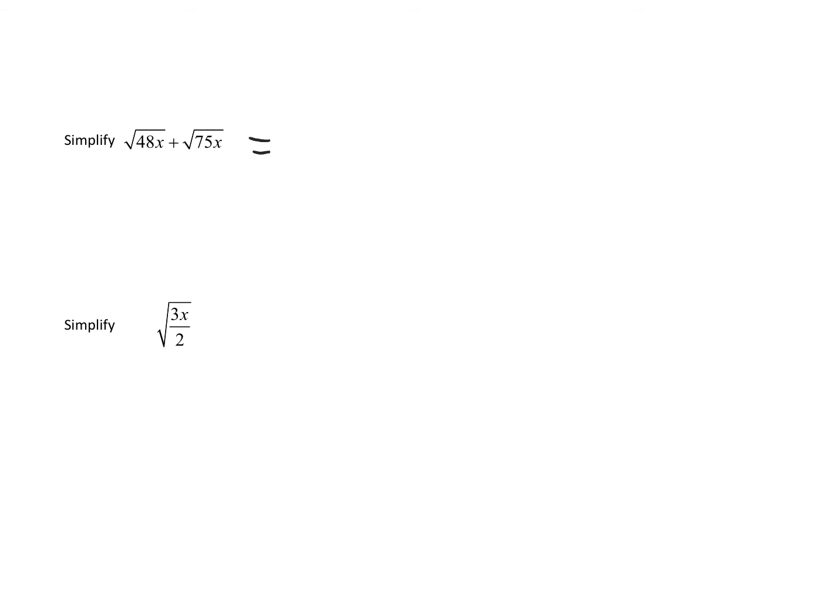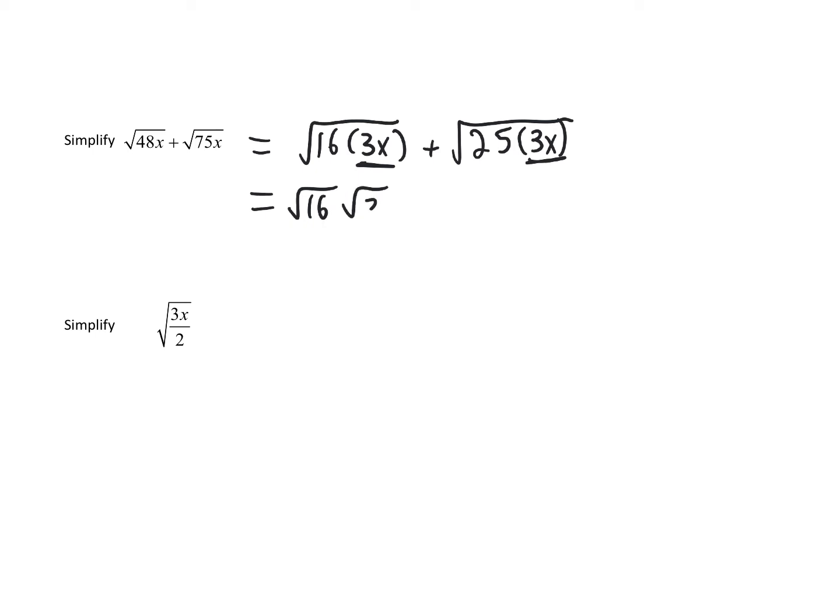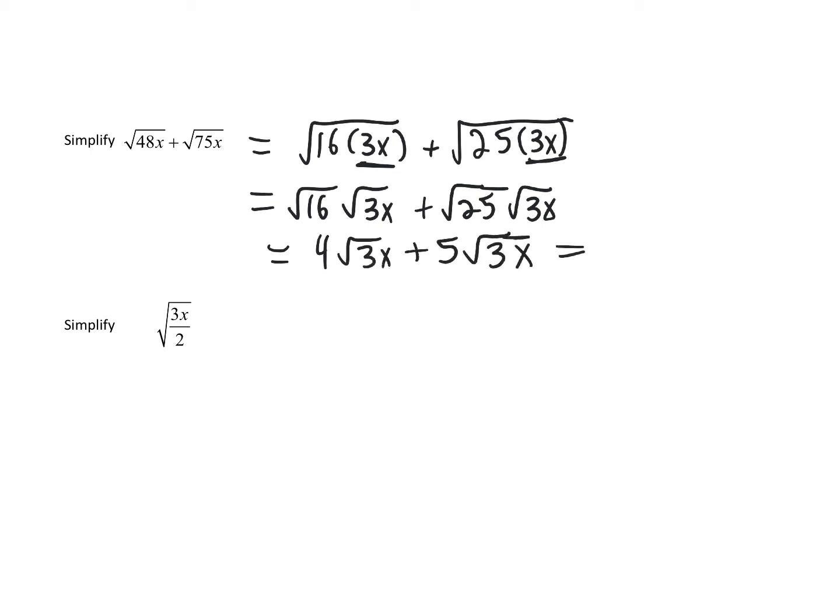48x is the same as 16 times 3x. 75 is the same as 25 times 3x. We know we are on the right track because both of them have a 3x. From there, we can break it up to root 16, root 3x, plus root 25, root 3x. Root 16 and root 25 simplify. We have 4 root 3x plus 5 root 3x. Now we can collect like terms, giving us 9 root 3x.